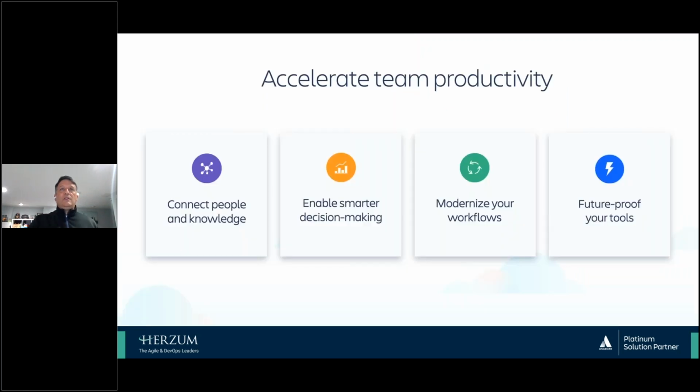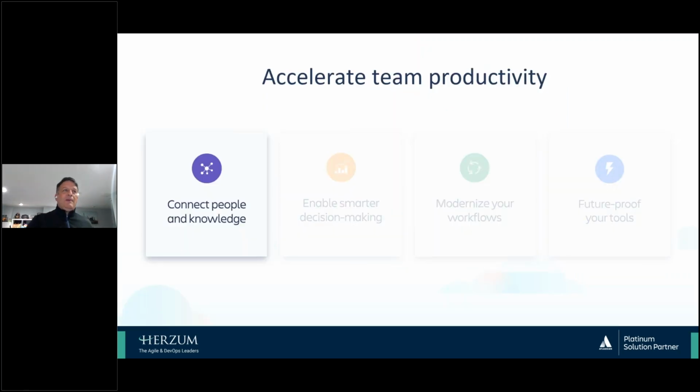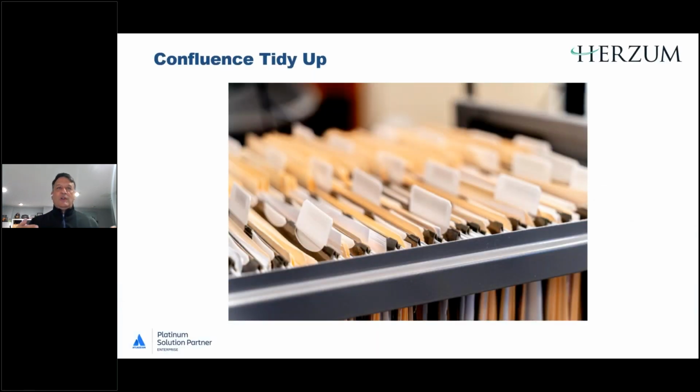So accelerate your team productivity. The first part we're going to talk about is connecting people and knowledge. And what I want to do before I get to this next slide is, think about your Confluence instance and get an image of that, what you think that looks like in your mind, right? And for me, being a little bit more old school, when I think about things being structured and organized in Confluence, I think about really structured files. Things are labeled, things are alphabetical.